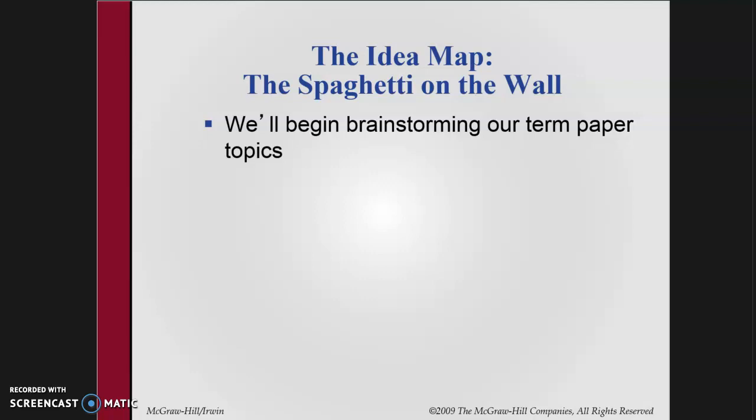The first phase was to choose a topic. Now we're going to brainstorm this. We're going to brainstorm the topic with an idea map, which is the spaghetti on the wall. I don't know if you've heard that expression, but in a cooking sense, you throw spaghetti on the wall and if it sticks, then it's ready to eat.